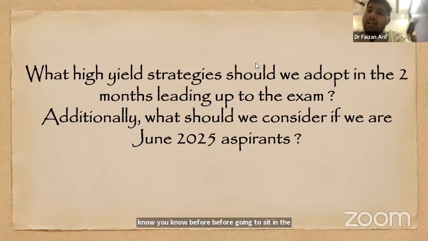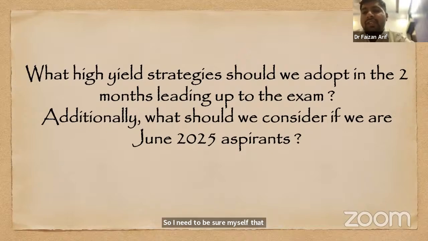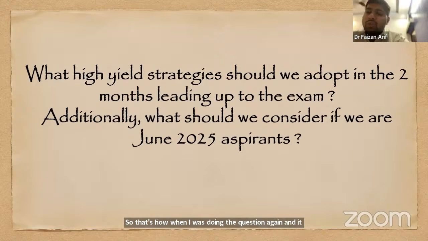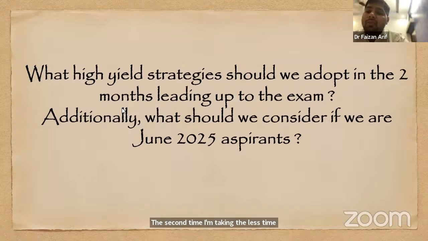So let's suppose right now I'm getting 5 out of 10. My score is 50% at that time. So I need to make sure that once I've sat through the class, the next time I approach the same question, I don't make the same mistakes. I was revising the book again, so the second time I take less time and get more correct answers from the same previous year questions. That should be the key strategy for you guys to clear this exam.